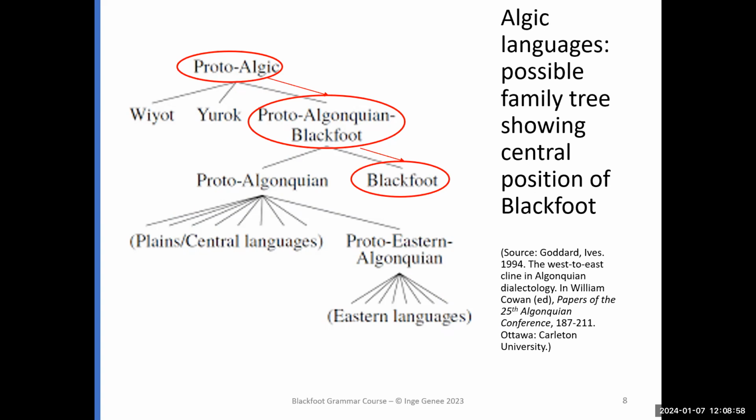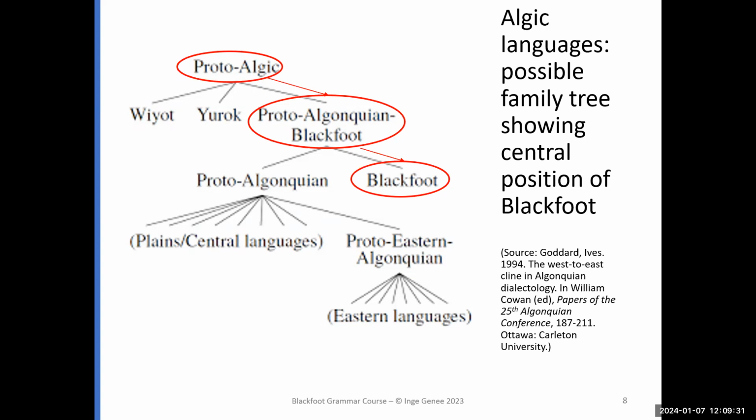The first split is a three-way split into Wiyot, Yurok, and Proto-Algonquian Blackfoot. The second split is a two-way split into Proto-Algonquian and Blackfoot. What this means, if it is correct, is that Blackfoot was the first language to split off from Algonquian. Not everyone agrees that this is the case. The linguist Ives Goddard, who wrote the article in which this image appears, is a renowned expert in historical Algonquian linguistics, but some people disagree.